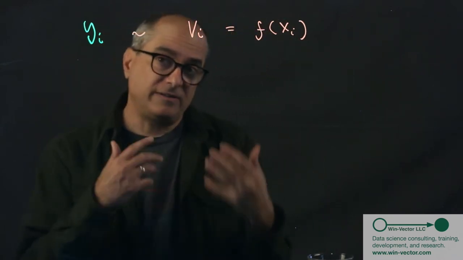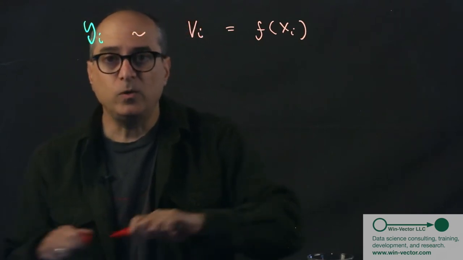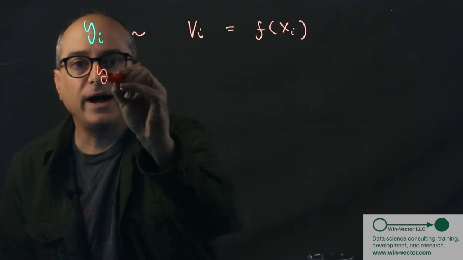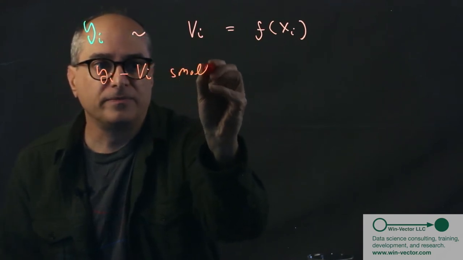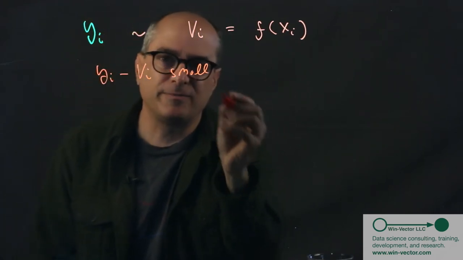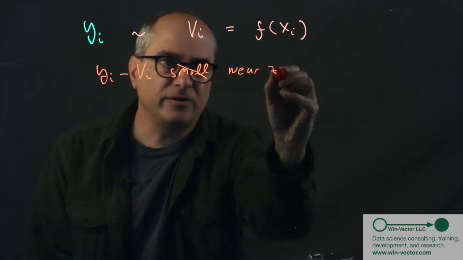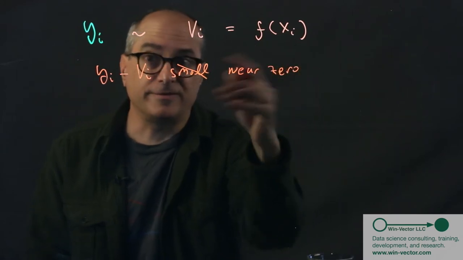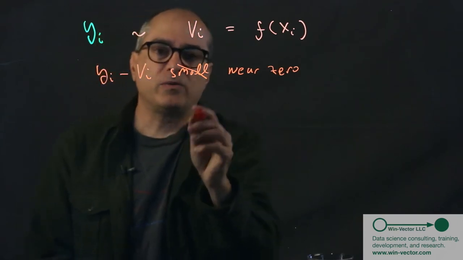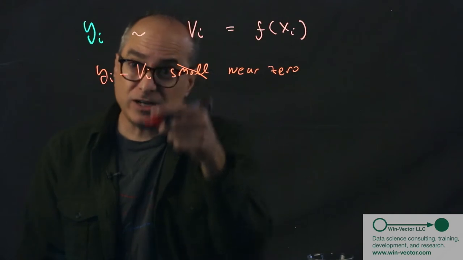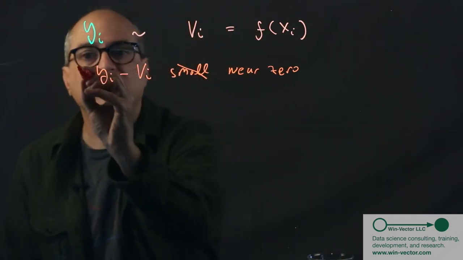Now, how do we systematically ensure that? Well, roughly what we say is, we want yi minus vi small. Now, we don't really mean small. We mean near zero. Because you could consider negative 1,000 to be a small number, but that means this prediction is way far off. So we want this quantity to be zero for each and every row, and we'll probably sum across all rows to check it across all rows.